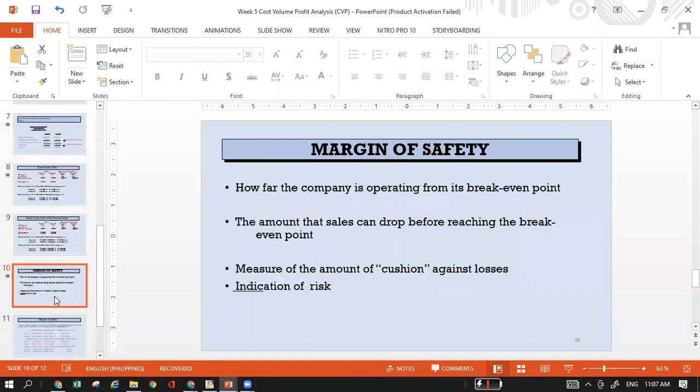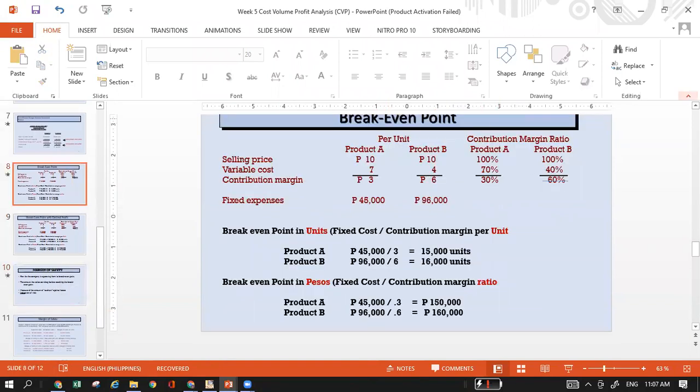We will just talk later the margin of safety. Okay, let's have some exercises.